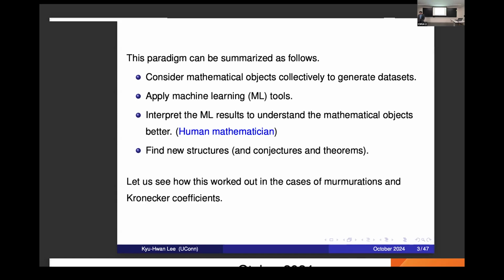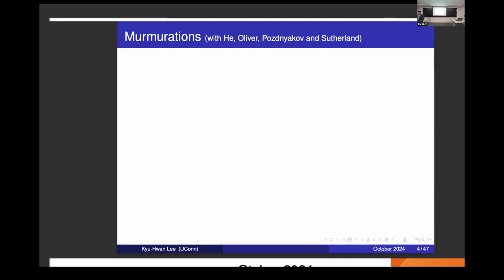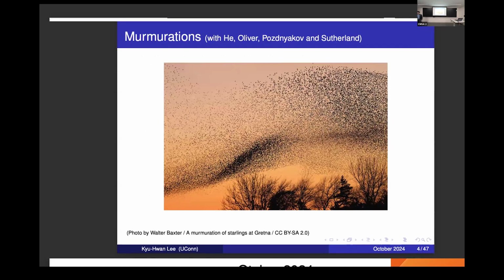In this talk, I will present two examples to show how this paradigm worked out. The first one will be the murmurations, and the second one is the study of Kronecker coefficients. First, murmurations. This is a collaboration with Yang Liu, Thomas Oliver, Alexei Pozdnyakov, and Drew Sutherland. Here is a picture of a murmuration in Nature. Another picture can be found on the poster of this workshop.